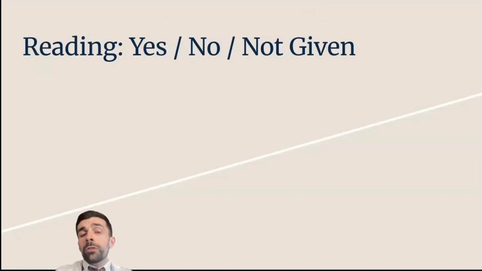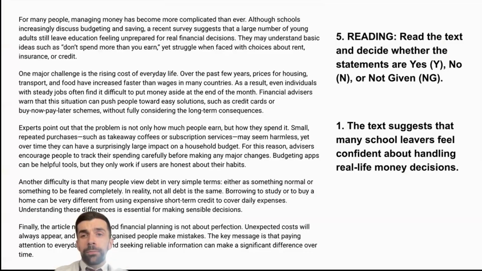Now, we're going to approach a task together. We'll do one example as a group, and then you'll have some to do on your own. Here, you can see the first question. We need to decide if this is yes, no, or not given. The text suggests that many school leavers feel confident about handling real life money decisions.